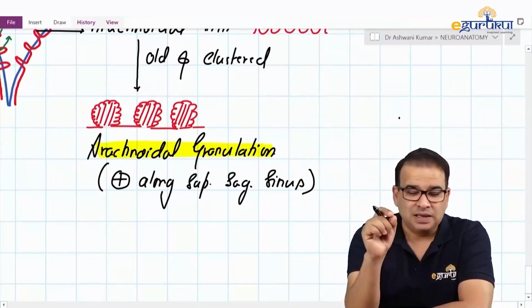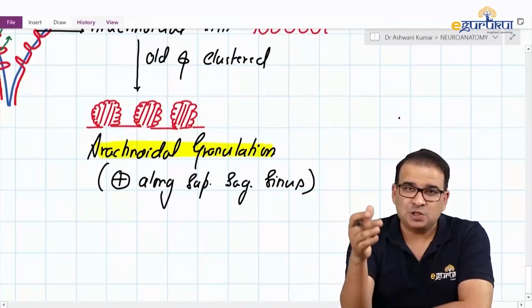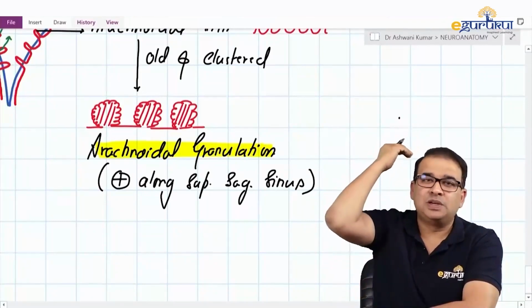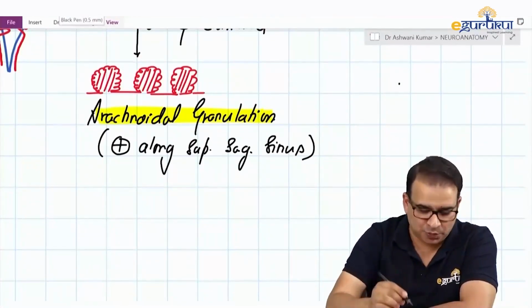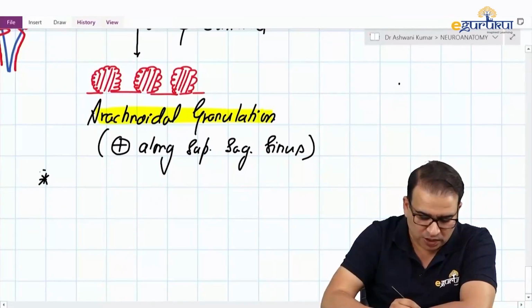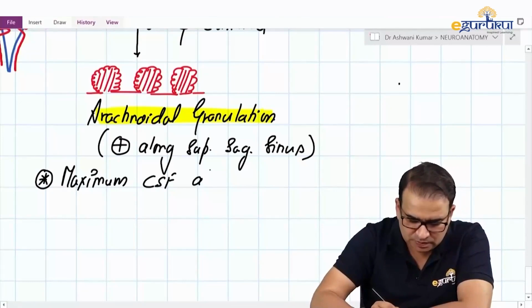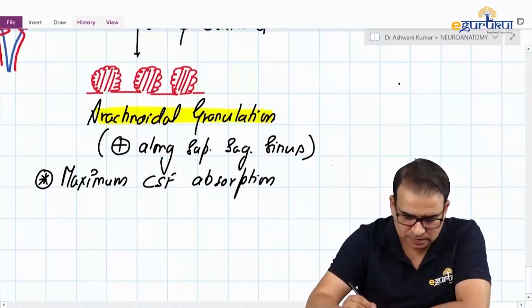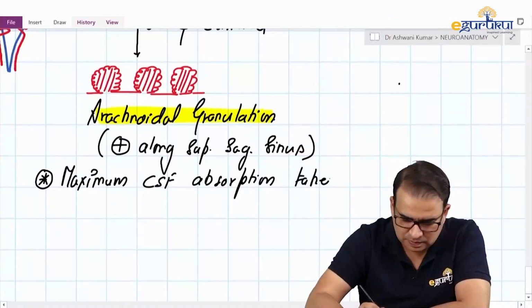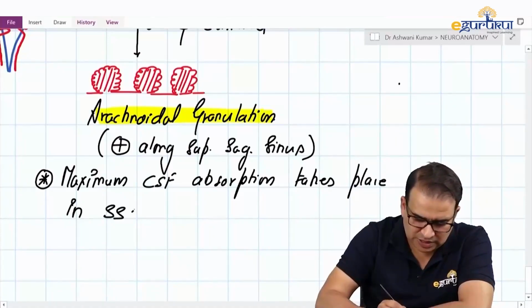Which also tells me that if somebody is having a meningioma originating from the arachnoid, the chances of that meningioma are also where? In the superior sagittal sinus. So knowing that the arachnoidal granulations are mainly present in the superior sagittal sinus gives us two more pieces of information. One, that maximum CSF absorption takes place where? In the superior sagittal sinus.